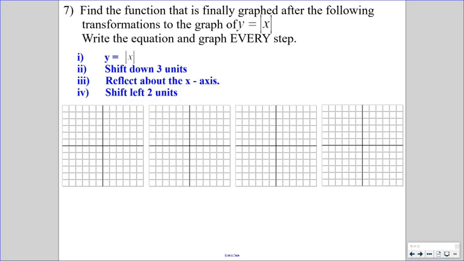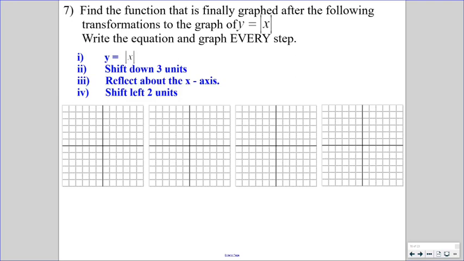Okay, so for the homework problems that look like this, you don't have to do 4 separate graphs. You can do all of the graphs on one grid, but you should show all of the steps. So just note that. So number 7, we want to find the function that is finally graphed after we follow all of these transformations. So we're going to do each step in a separate graph, and do this in the notes, but on your homework you can do each step on one grid.